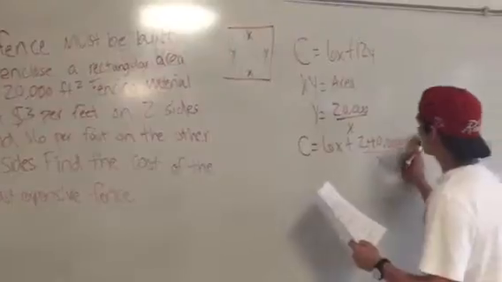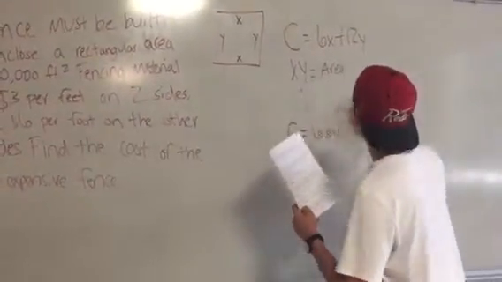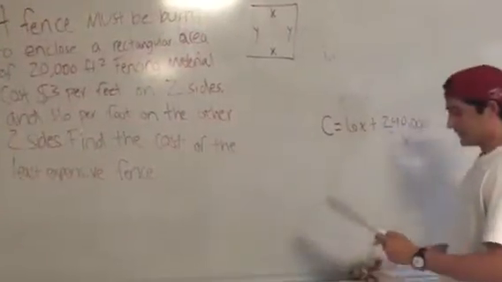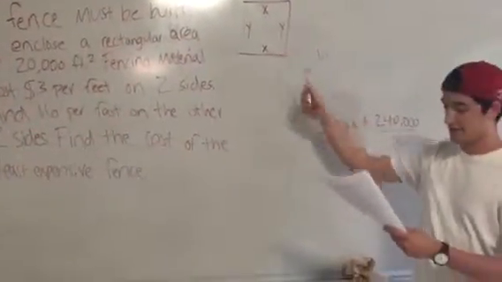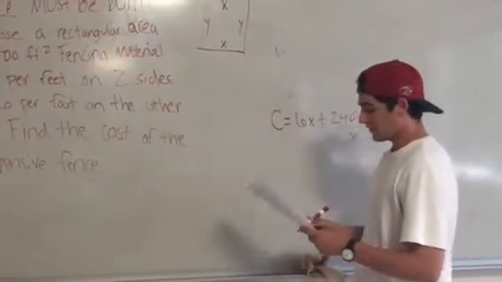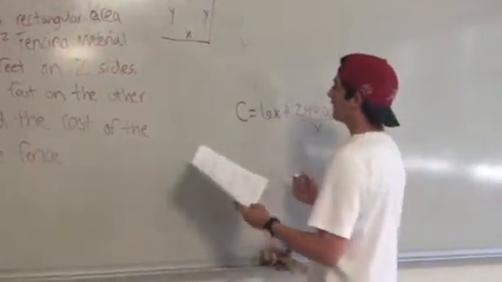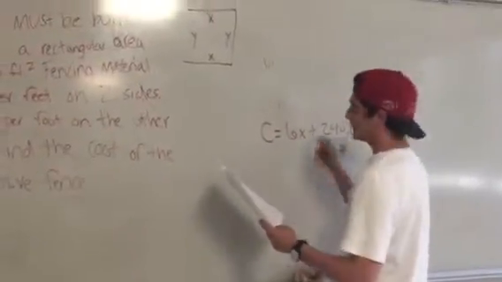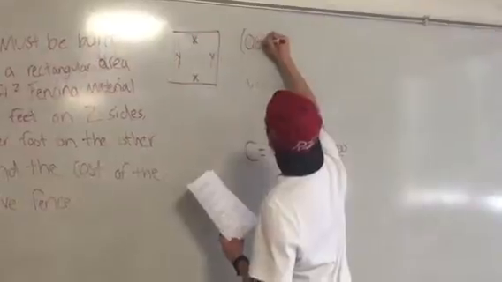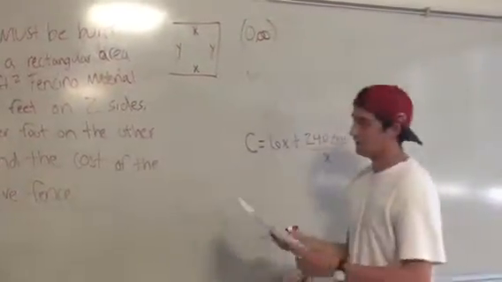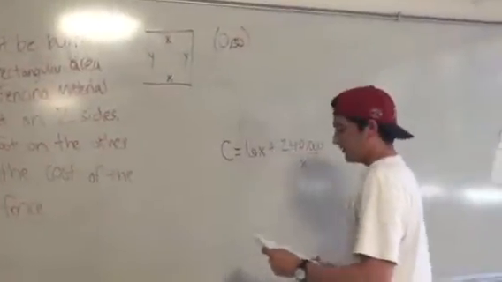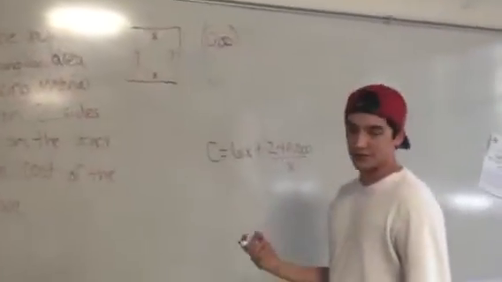Okay, let's erase some of this stuff we have here. Now, since x is a length, it is positive. Hence, the domain of the cost function is the open interval 0 to infinity. Since the interval is an open interval, we only look at the critical numbers.